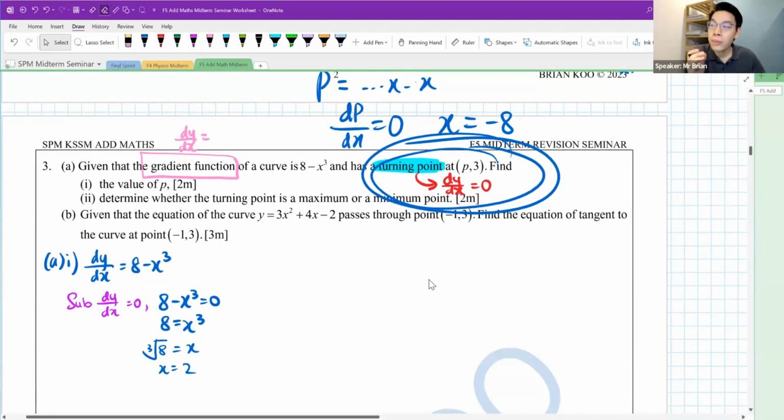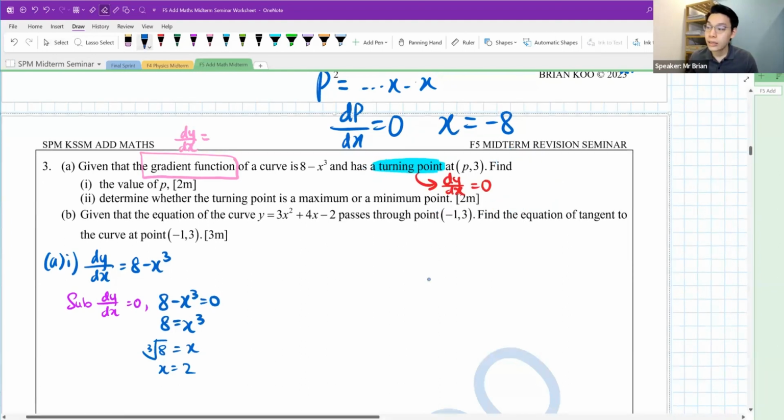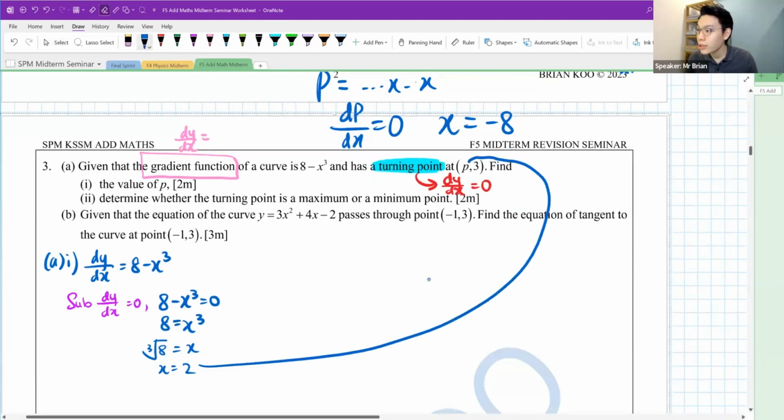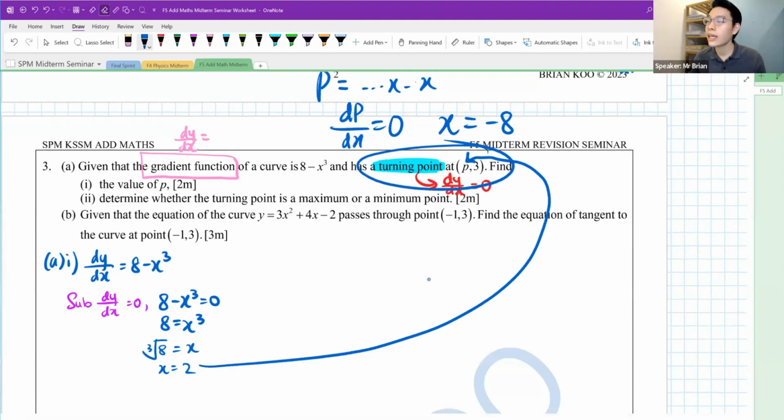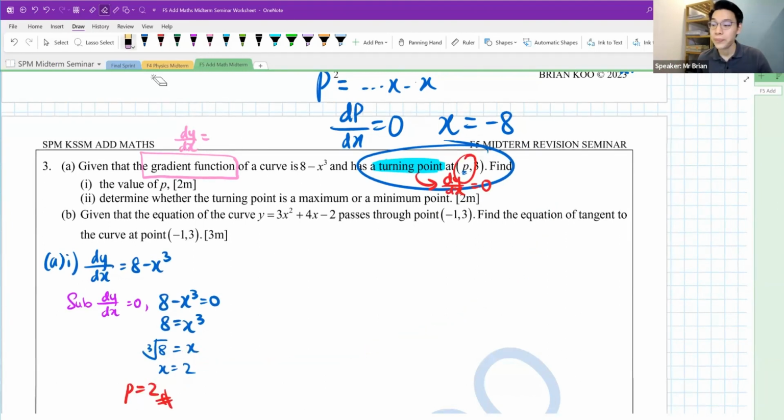But the turning point, when we say the turning point is at x equals 2, this x is the same as this p, because the turning point happened at x equals 2. And then here they say the turning point happened at x equals p. The x coordinate is p. Meaning p is equal to 2, because p is the x coordinate, and then we have the x coordinate here as well, right?